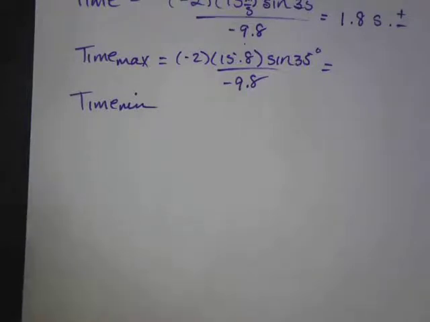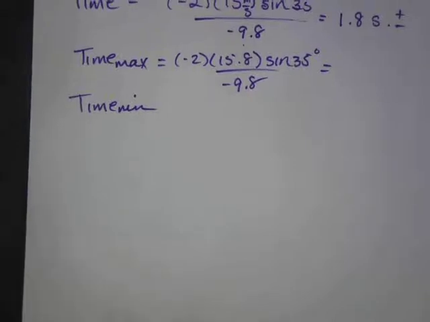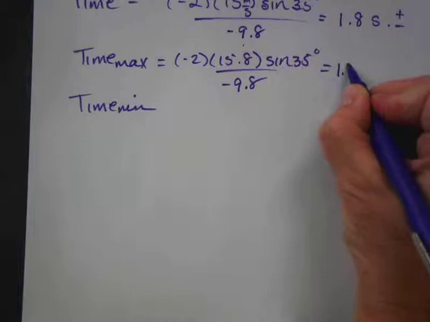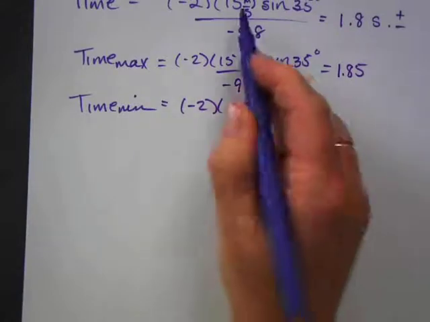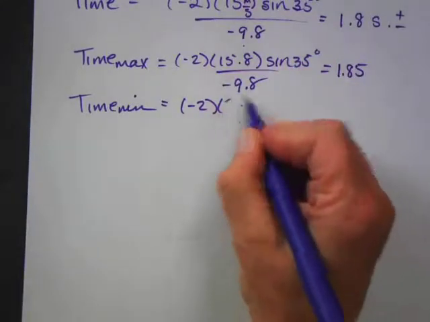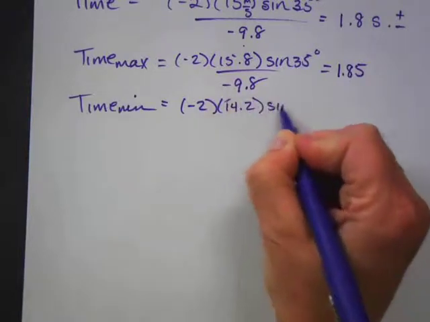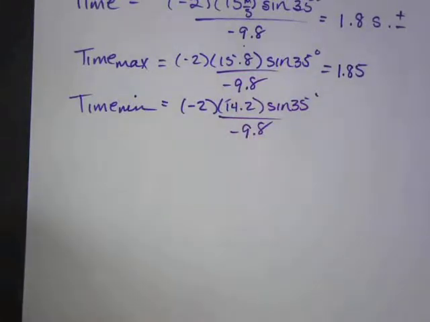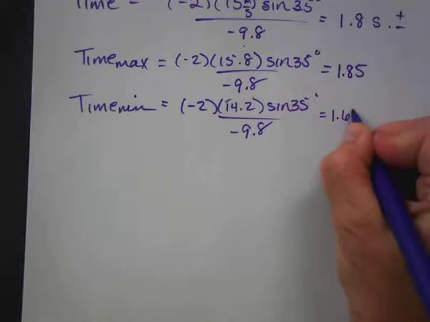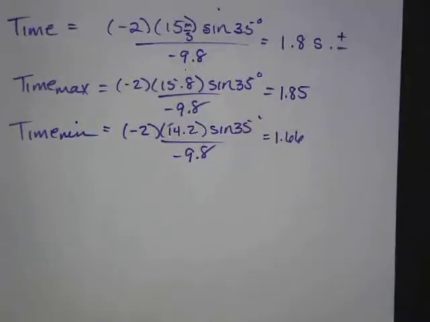So here we go. So 2 times 15.8 times the sine of 35 degrees divided by negative 9.8 equals... oh, what did I do? Oh, probably. My bad. Make sure your calculators are in degrees and not radians when you do these. And I got 1.85. I'm going to keep an extra sig fig around just to see what happens. And this would be minus 0.8. So what number value would go here for the velocity? 14.2. And I get 1.66.